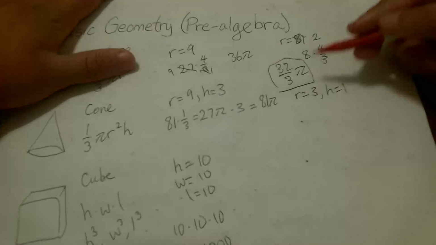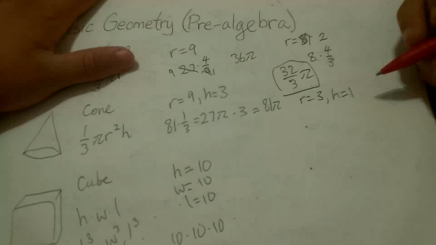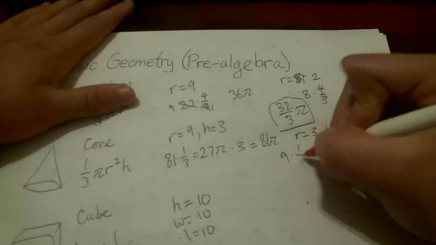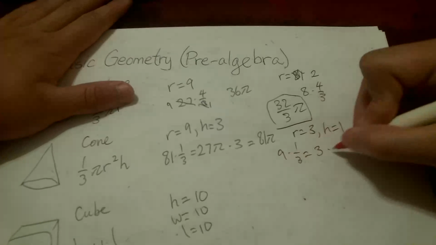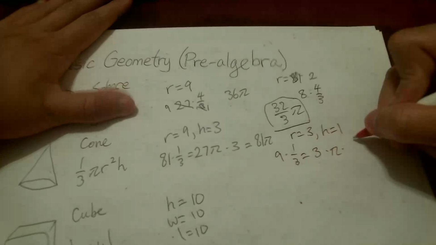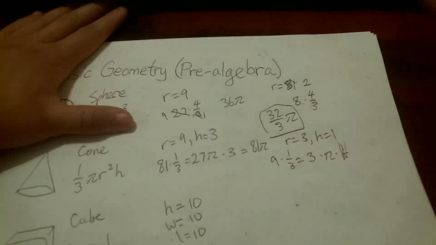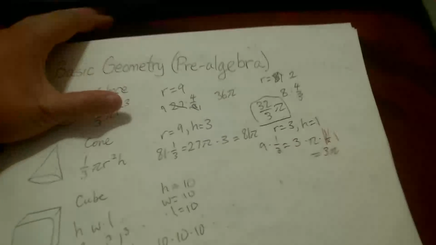Alright, okay, so first we have r equals 3. Plugging that into the formula, that would be 3 squared, which is 9. 9 times 1 to the power 1/3 equals 3. So 3 times pi times 1/3. Actually, we already did that. Times 1. So that's just equal to 3 pi. So that would be our answer for there.